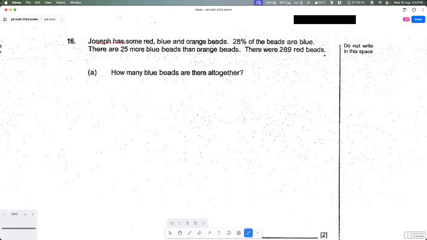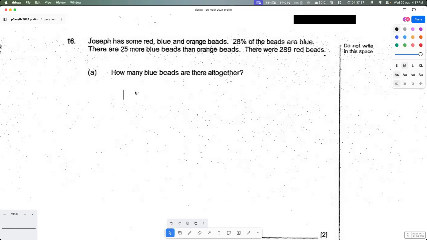So question 16 says Joseph has some red, blue, and orange beads. 28% of the beads are blue. There are 25 more blue beads than orange beads. There were 289 red beads. So how many blue beads are there all together?